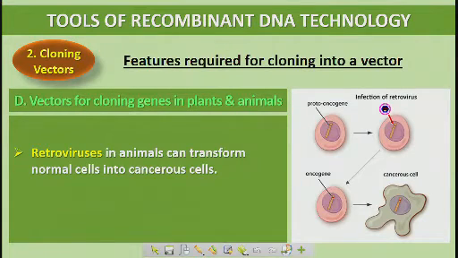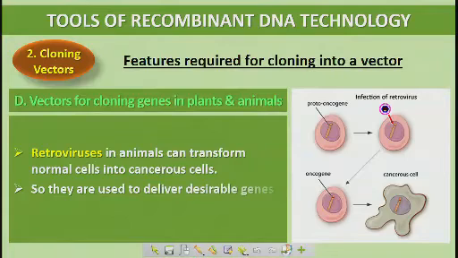We use another vector, that is retroviruses. As I have already told you, retroviruses are those viruses in which RNA is present as a genetic material. Retroviruses in animals can transform normal cells into cancer cells. So they are used to deliver desirable genes into animal cells.